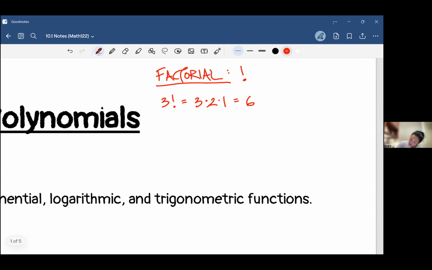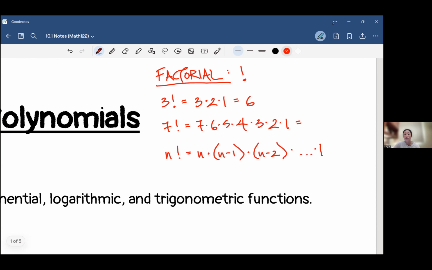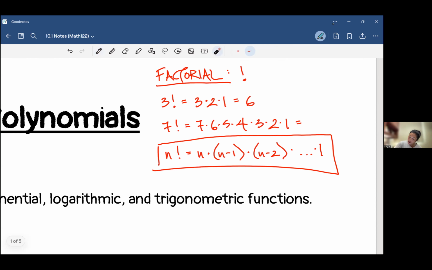Now, similarly, if I looked for 7 factorial, that would be 7 times 6 times 5 times 4 times 3 times 2 times 1, which is some big number. I don't know what it is, but we could put it into a calculator and find out. But anytime you have n factorial, that is going to be n times n minus 1 times n minus 2 times, and you keep going until you get to 1, okay? And this factorial just allows us to write something like 3 times 2 times 1 in a shorter way.